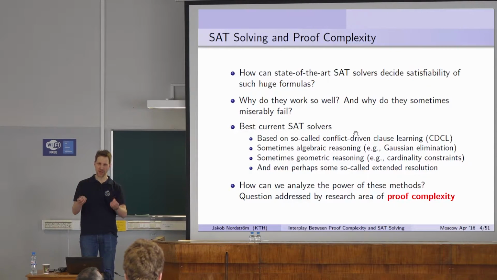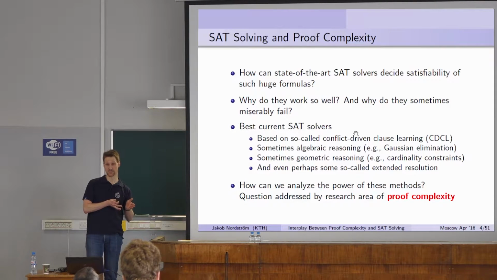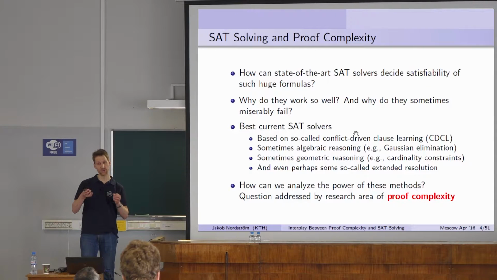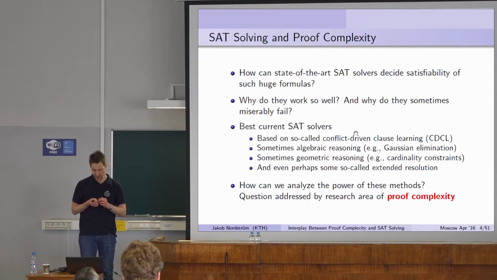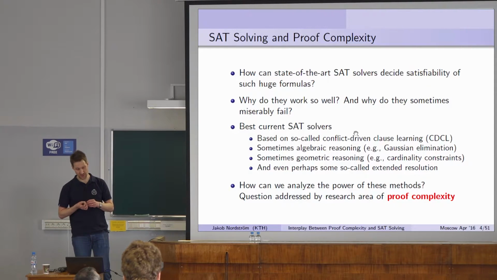And then you can analyze what method of reasoning was used, and that brings you to proof complexity. So that's where proof complexity comes in. And that's, I'd say, the most successful tool to date that we have for actually analyzing these algorithms and seeing what they can do. And so what do the best current SAT solvers do?